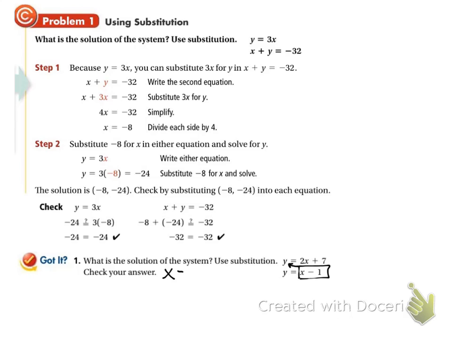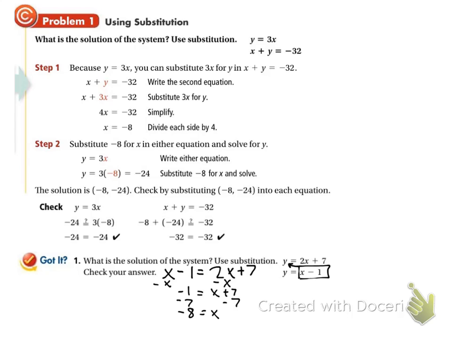So I get x minus 1 equals 2x plus 7. And now I only have x's in my equation, so I can solve it. So I'm going to subtract x from both sides. I get that negative 1 is equal to x plus 7. And I'll subtract 7 from both sides. So I get that x is equal to negative 8.